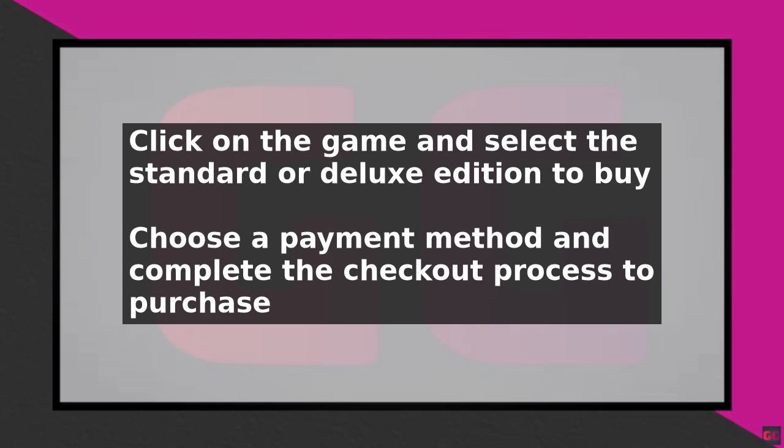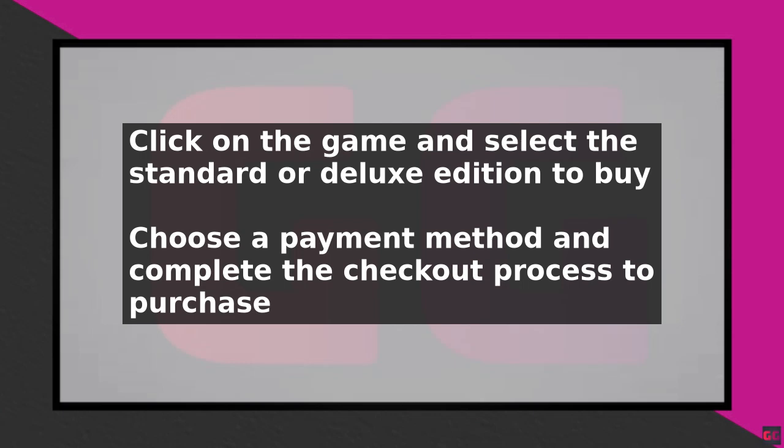Click Add to Cart, then select whether you want to buy the game for yourself or as a gift, and proceed to the payment step. Choose a payment method from the drop-down menu and complete the checkout process to purchase the game.